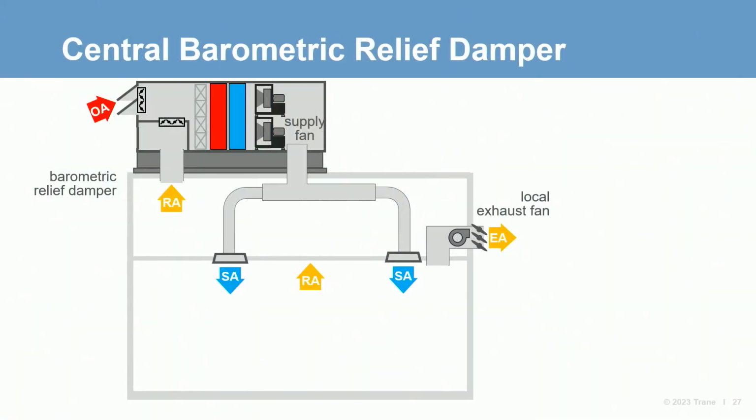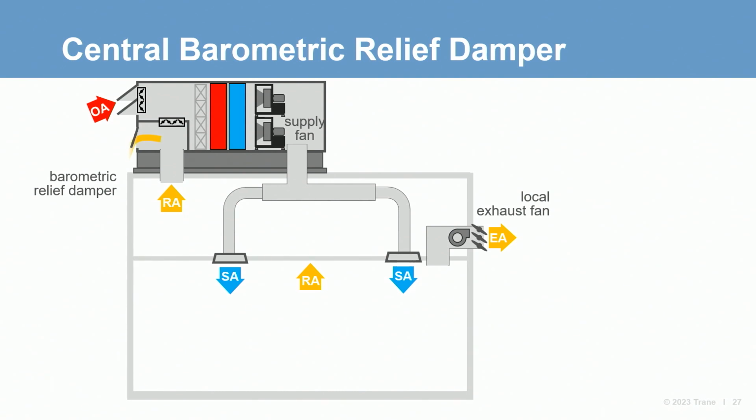To reduce the cost and headaches associated with installing one or more local relief dampers, some designers have attempted to use single barometric relief dampers located in a roof-mounted air handler or packaged rooftop unit. We are calling this configuration a central barometric relief damper. This relief damper must be located in the return air path upstream of the return air damper. This allows this section of cabinet to be at a positive pressure to force relief air out of the building, while the mixing box remains at a negative pressure to draw in outdoor air for ventilation.